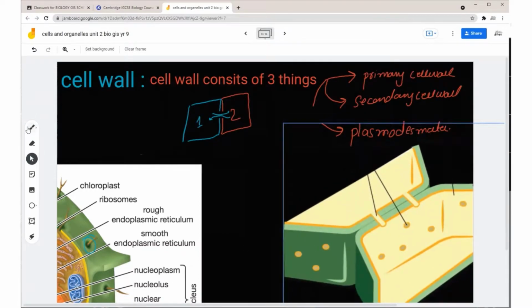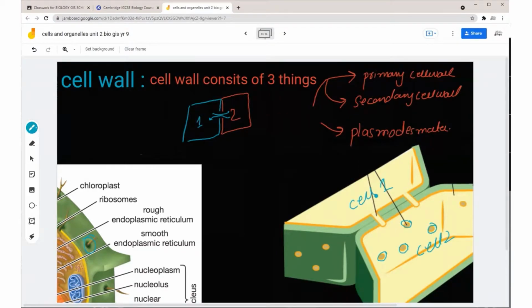So the way they look, let me show you here. Let's suppose this is cell 1 and this is cell 2. We just cut it to show you. So these are the plasmodesmata. Can you see? They allow things to come in and go. If some nutrients are deficient in cell 1, cell 2 will share with it. Make sense? Any questions? Should I move on?